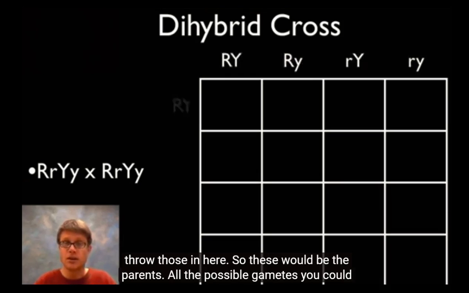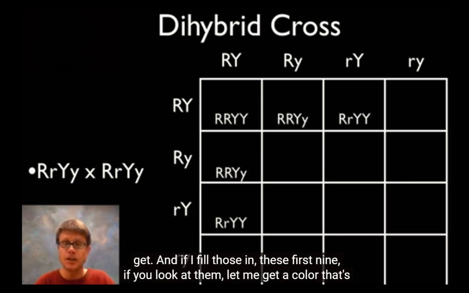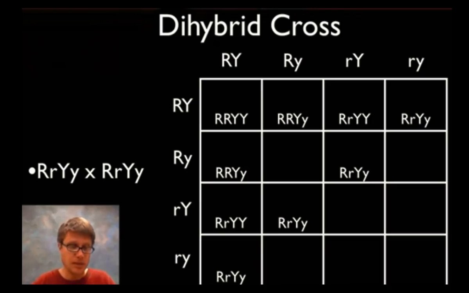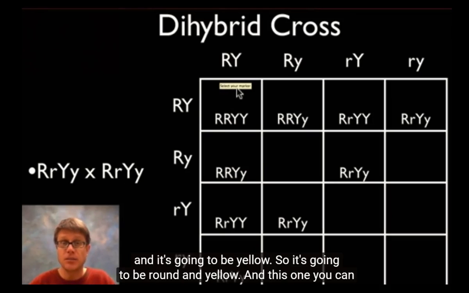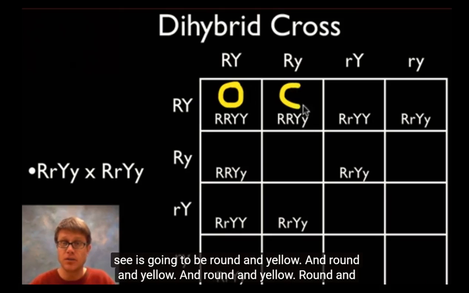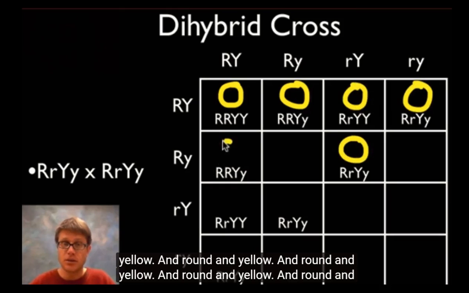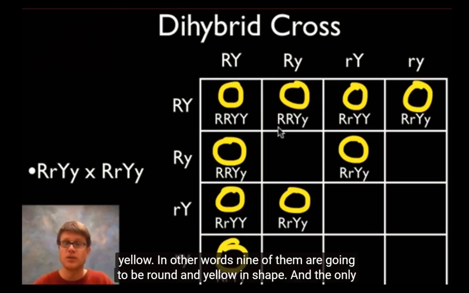So let me throw those in here. So these would be the parents, all the possible gametes you could get. And if I fill those in, these first 9, if you look at them, let me get a color. Let me grab a yellow color. And so this one right here is going to be round, and it's going to be yellow. And this one you can see, it's going to be round and yellow, and so on. In other words, 9 of them are going to be round and yellow in shape.